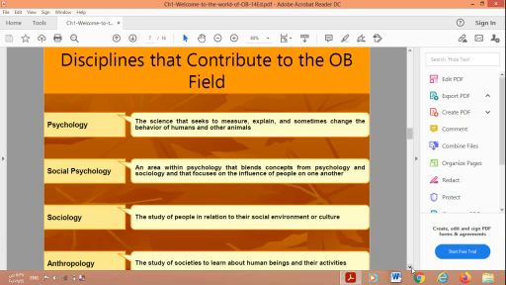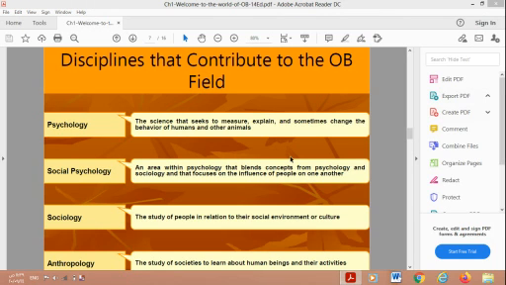Okay, the next slide is talking about the disciplines that contribute to the organizational behavior field. What are the main disciplines that contribute to the organizational behavior field? First of all, we have the psychology science. And what is the psychology science? The science that seeks to measure, explain, and sometimes change the behavior of humans and other animals.